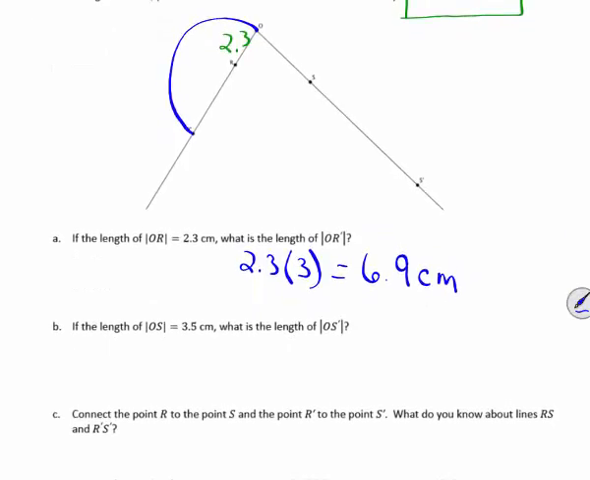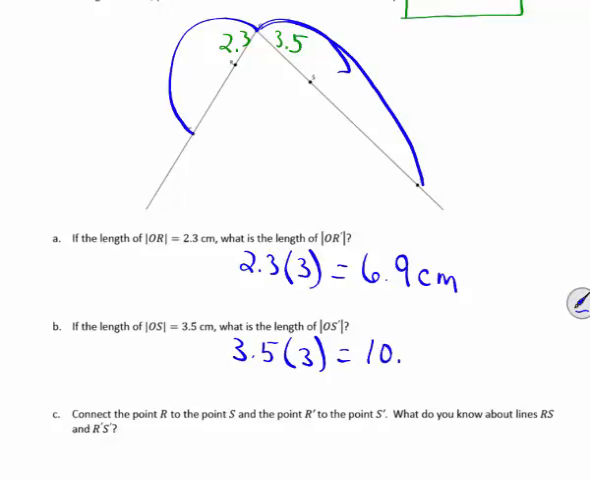Okay, if the length of OS is 3.5, then they're asking us to find the length of OS prime. Oops, sorry. So same idea. We're going to take the length of OS and multiply by that scale factor, and check my math. Hopefully I did that correctly. 10.5 centimeters. Okay, so far so good.